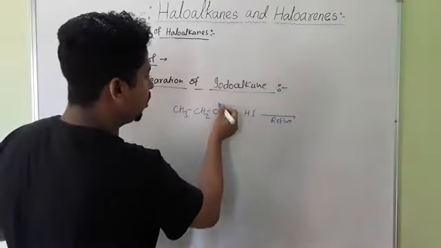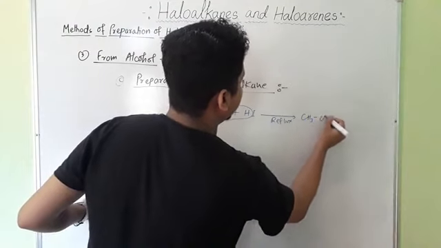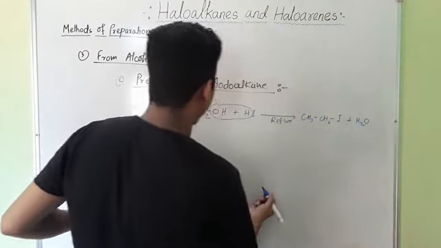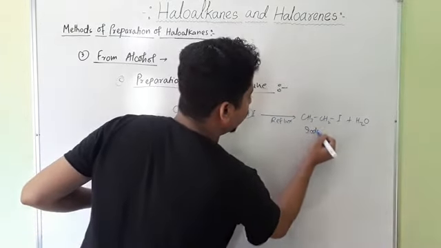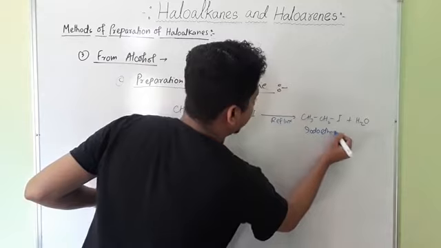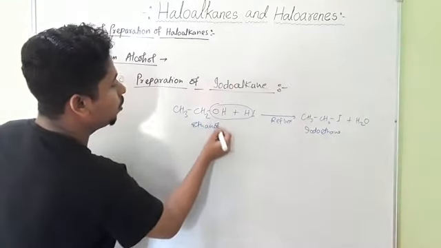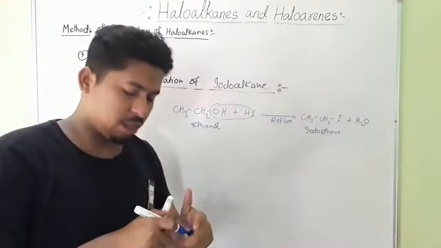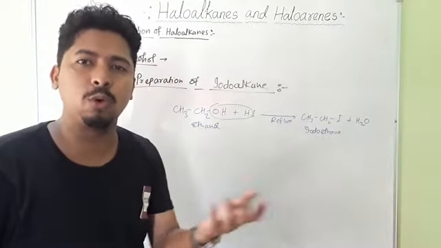Here the H2O molecule is removed, so we will get CH3-CH2-I plus water. Its name is iodoethane, and this is ethanol. By following this method we can prepare iodoalkane. Another important method is the iodide exchange method, by which we can also produce iodoalkane.